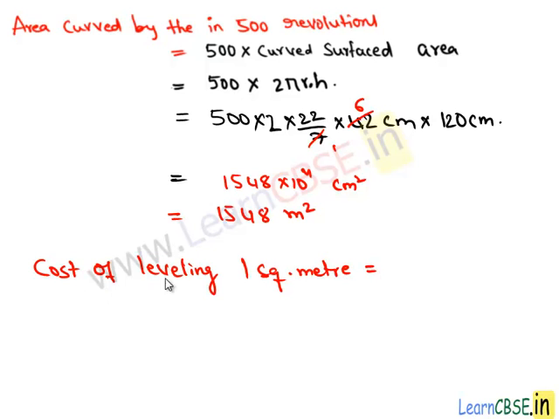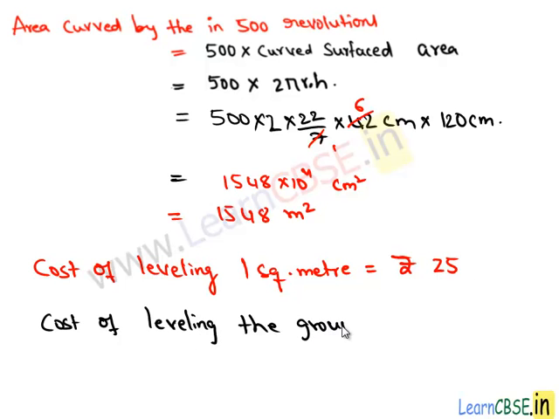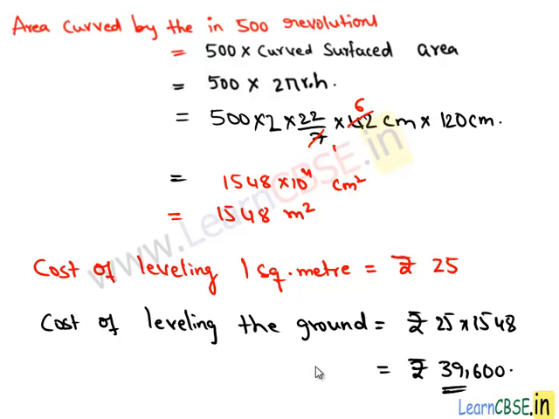We have the cost of leveling 1 square meter is 25 rupees. Now we find the cost of leveling the ground. Here it is equal to 25 rupees into the total surface area covered by the roller, which is 1548 meters square, and it is equal to 39,600. And this completes our solution.